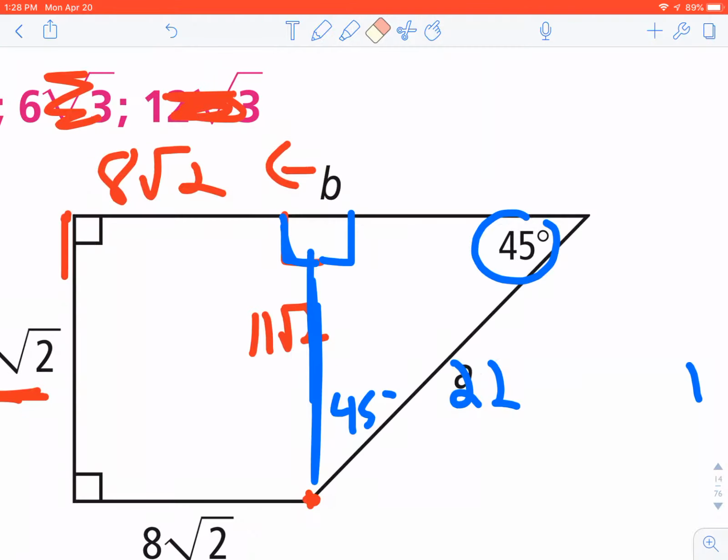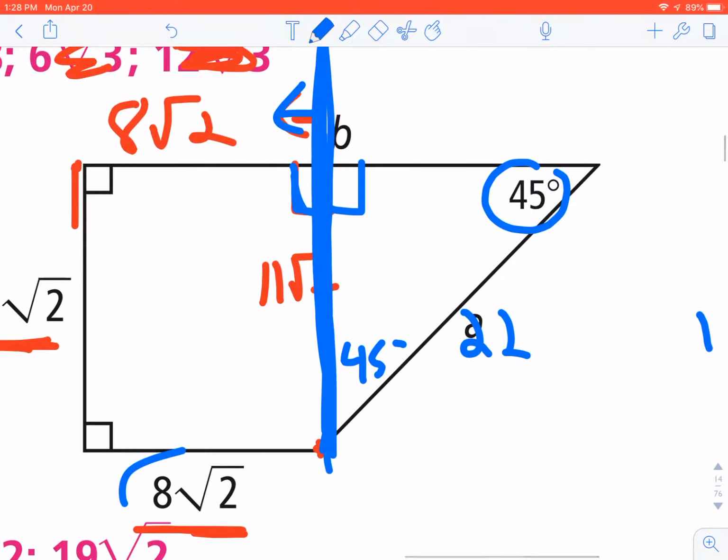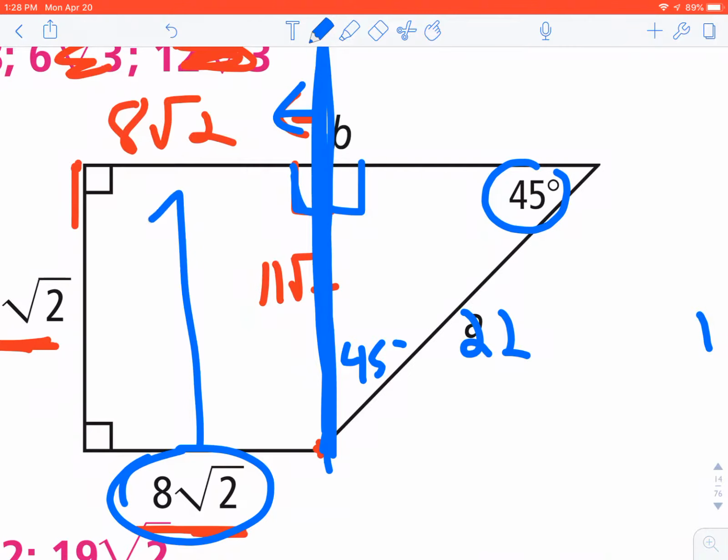Well, I drew this line, and we don't know that it cuts B in half. That's probably an assumption a lot of you make. But I know from the blue line over to the left was 8 radical 2 because it's the same length as the bottom of this picture.